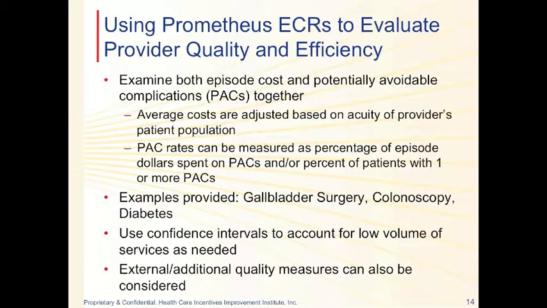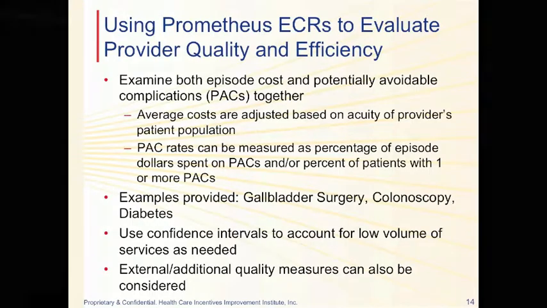The examples that we'll look at are gallbladder surgery, colonoscopy, and diabetes, again, where we had enough volume to make legitimate comparisons across the providers. Some folks have used confidence intervals or other metrics like standard deviations to account for the low volume of services as needed, so that might be something you want to do. I haven't done that here. And then the external additional quality measures, some of the same things that you're involved in with the PTE and with the other federal measures, can also be considered, and should be considered, in conjunction maybe with the PACs.